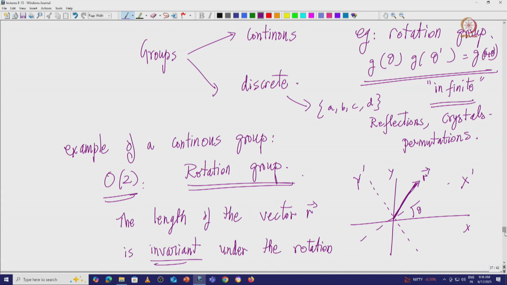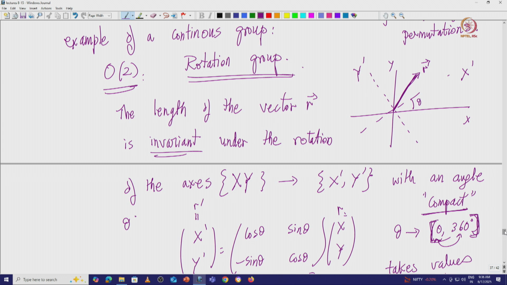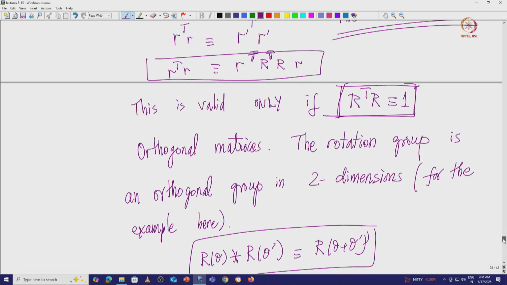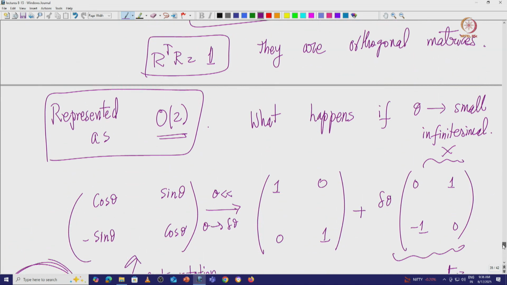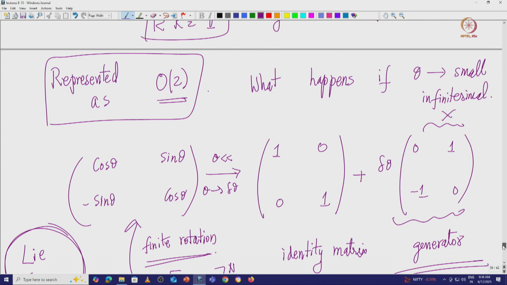Now what does this continuous rotation group do? It keeps the length of the vector in 2 dimensions invariant. From that you can derive that this group is an orthogonal group.